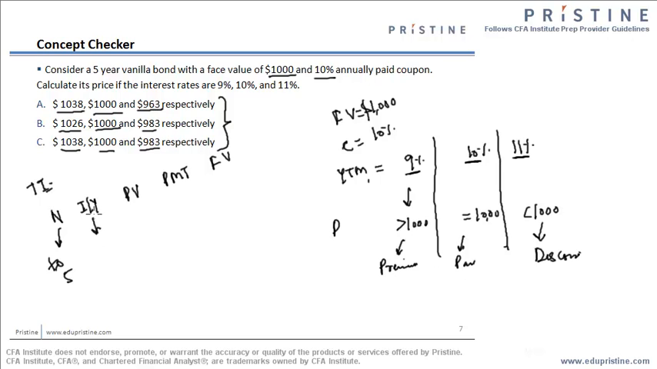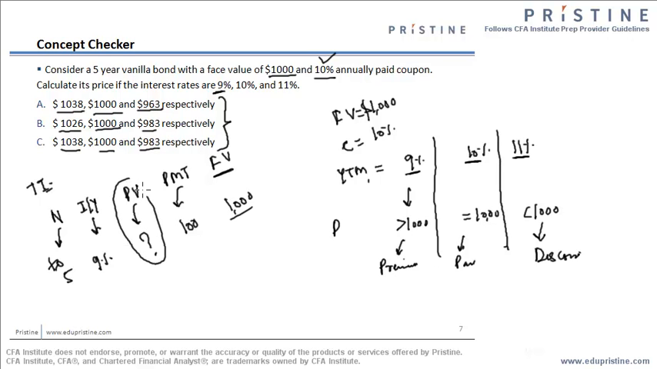I/Y, that is the interest per period, in the first case is 9%, right? Present value we need to find. What is the payment? The payment is the dollar cash flow within the period. So these are the dollar coupons. So coupon is 10% of 1000, which is the face value, so it becomes 100, and we have the face value. So face value is 1000.